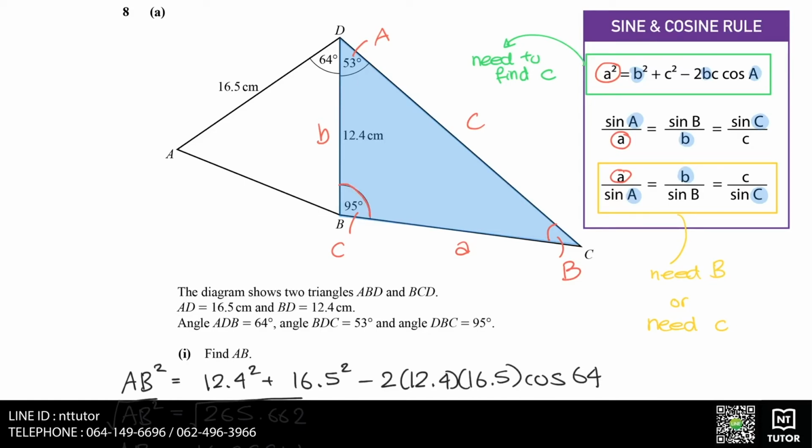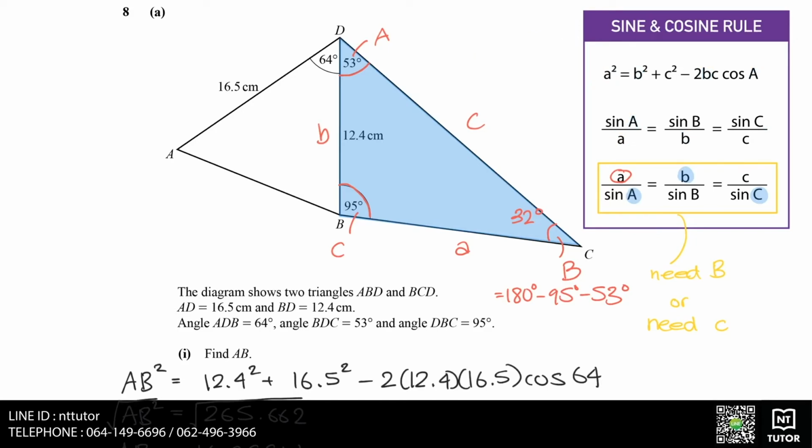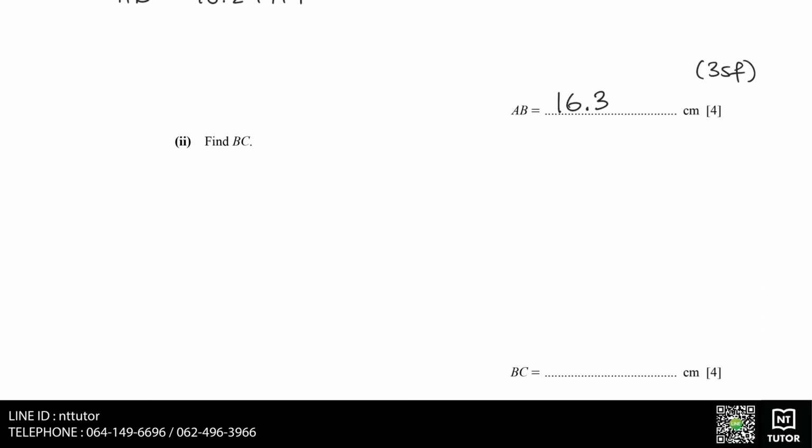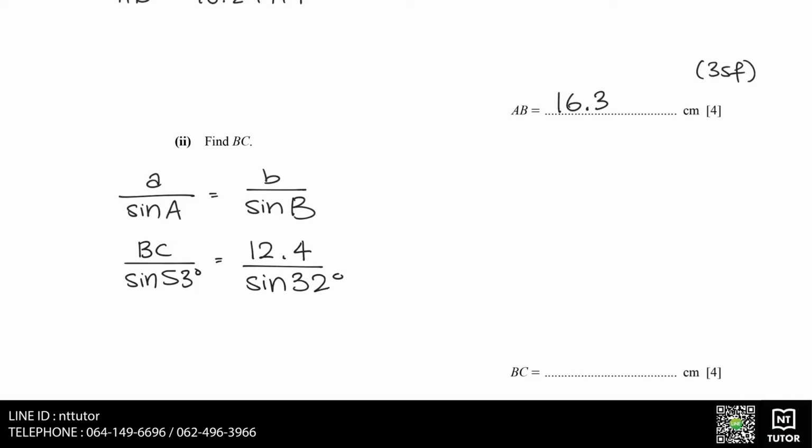Because we can find angle B from the fact that the angles inside a triangle must add up to 180. Therefore, angle B equals 180 minus 95 minus 53, which equals 32 degrees. And now that we have angle B, we have everything we need to find side length BC. So using the sine rule, we have BC over sine 53 equals 12.4 over sine 32, and we can use this to solve for BC.